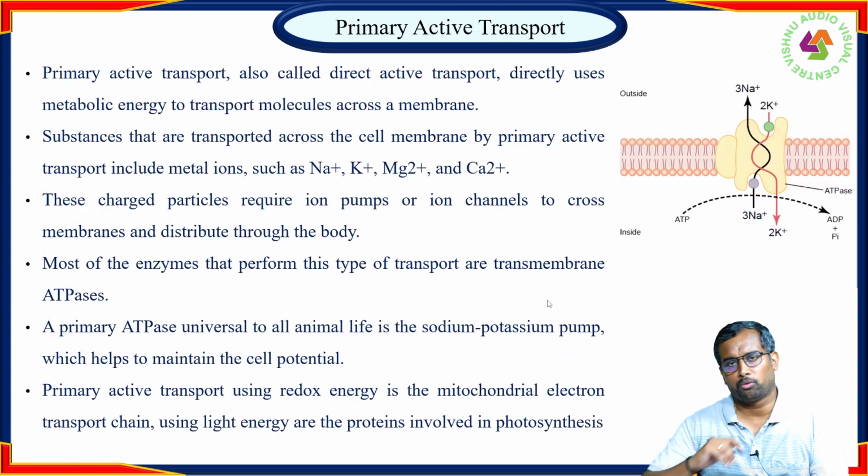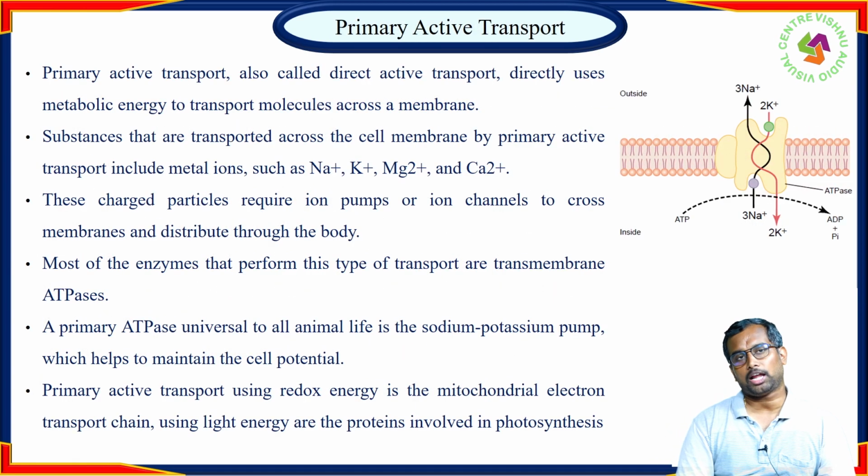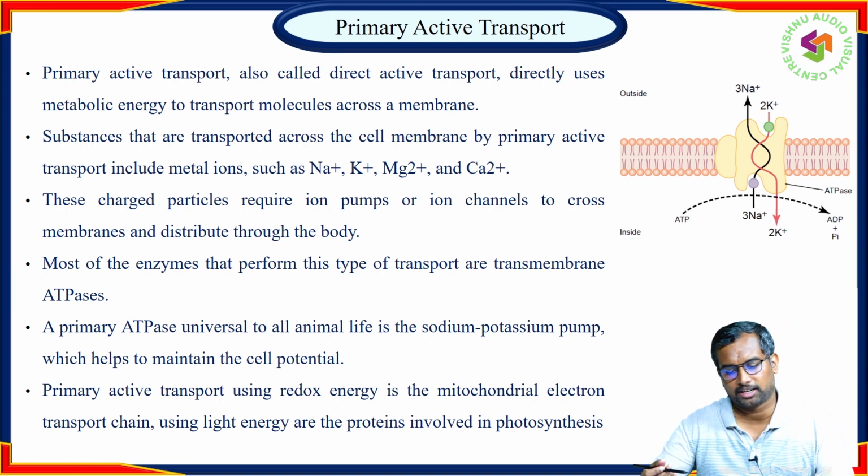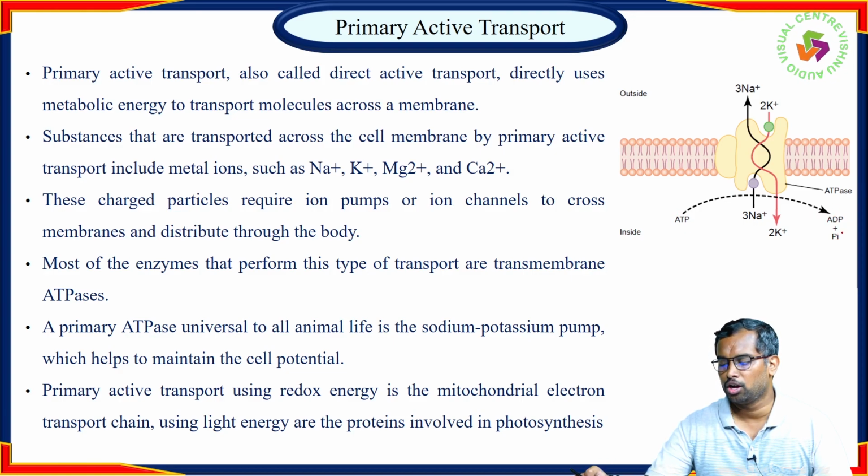In detail, let's look at primary active transport. Primary active transport, also called direct active transport, utilizes metabolic energy to transport molecules across the membrane. As you see, this is your cell membrane, and in this case we are transporting the potassium ion from the exterior of the cell to the interior of the cell, and for that purpose we are utilizing energy in the form of ATP, which is later converted into ADP. From the adenosine triphosphate form, it is converted to the adenosine diphosphate form along with a phosphate molecule that is released. In this case, we have something called ATPase.